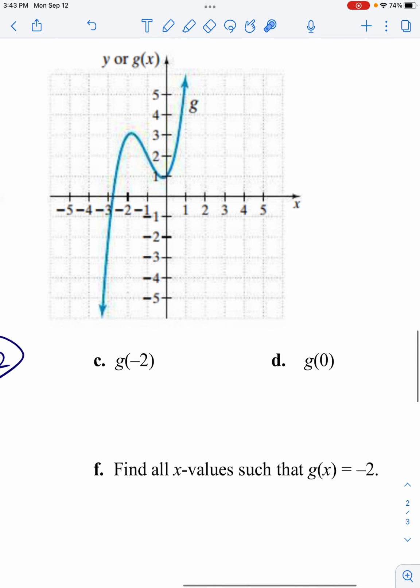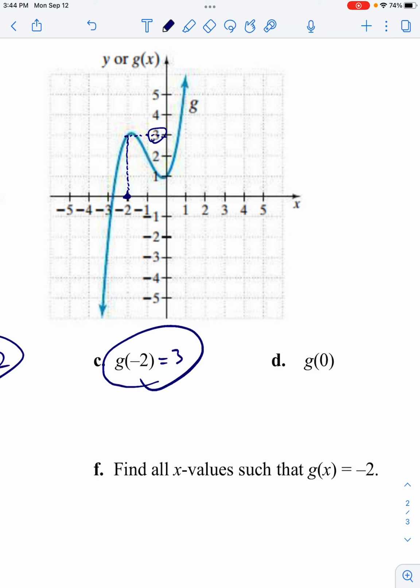See, g of -2. So I start at -2. I go up to my graph. I hit my graph, and I go over to my y-axis, and I hit 3. I hit 3 right here. So g of -2 equals 3.